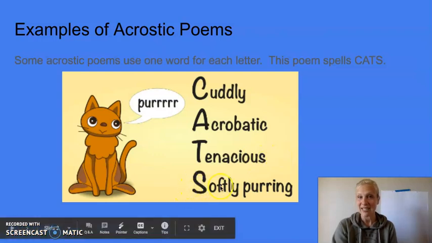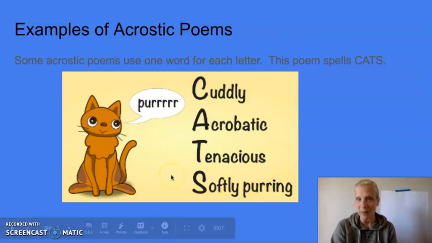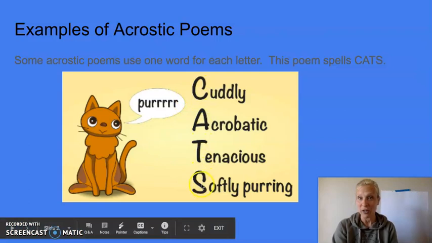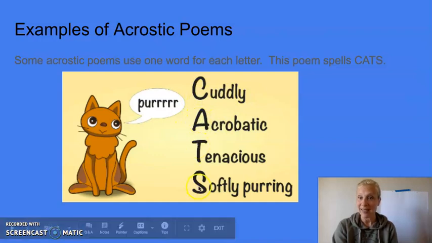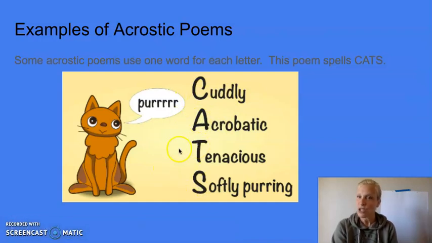And S, softly purring. So I want you to notice a couple things about an acrostic poem. We talked about how we write the word going down, and then each word going across starts with that letter. Did you also notice that each word going across describes a cat?